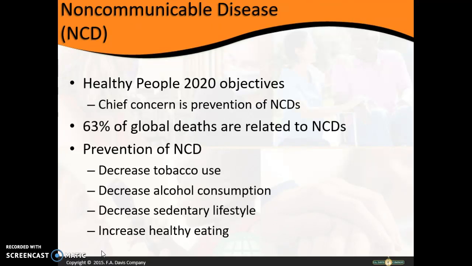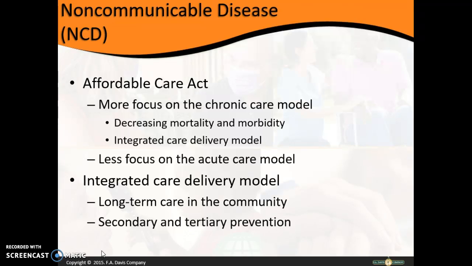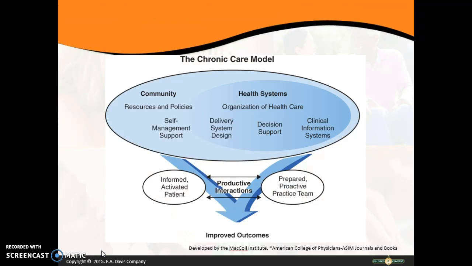So you will see a huge focus on Healthy People 2020, looking at how we can prevent these. These are just some prevention things that are listed: decreasing tobacco use, decreasing alcohol consumption, decreasing people having a sedentary lifestyle, and increasing healthy eating behaviors. The Affordable Care Act has also had a big focus in terms of how to provide care for chronically ill patients. And like we've talked about previously, having these care delivery models out in the community that are set up more to manage chronic disease versus just acute visits to a doctor's office. So this is just a picture of the chronic care model that we had already discussed in class previously.